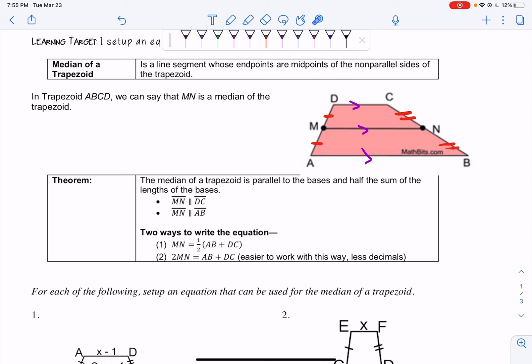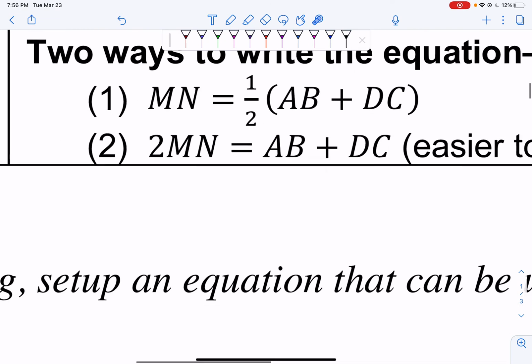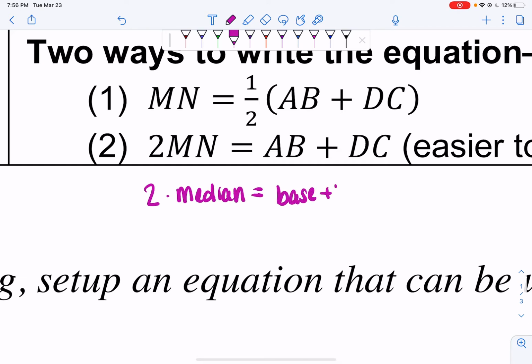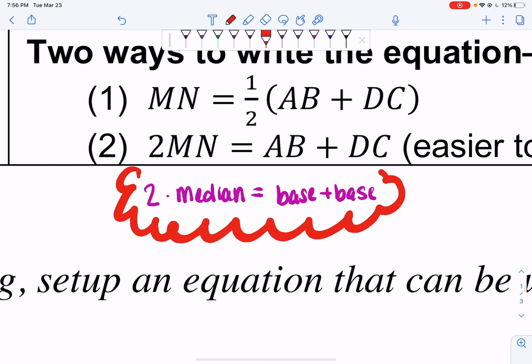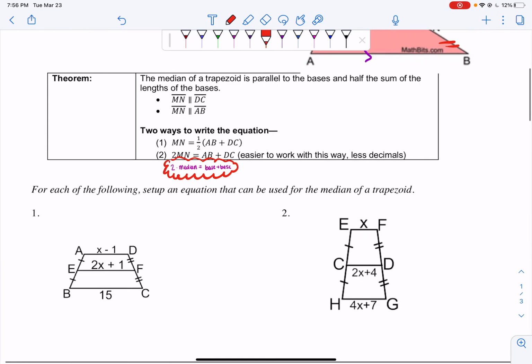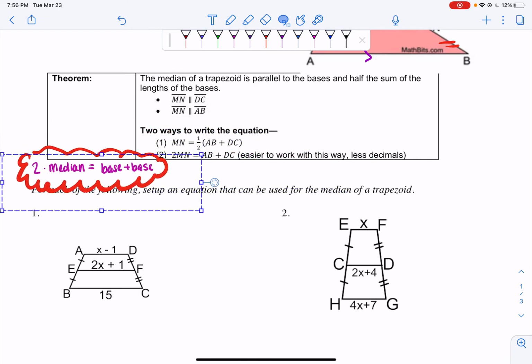However, there's actually an easier way to work with it. I can double my median, or MN, and set it equal to AB plus DC. This is easier to work with. There's typically less decimals, because when you half something, you might have to half an odd number, and then you have to get a decimal. So I'm going to write this alternatively. 2 times your median equals base plus base. And that's going to be the setup we're looking at for every single example, because it's much easier to work with. So 2 times your median is equal to base plus base.